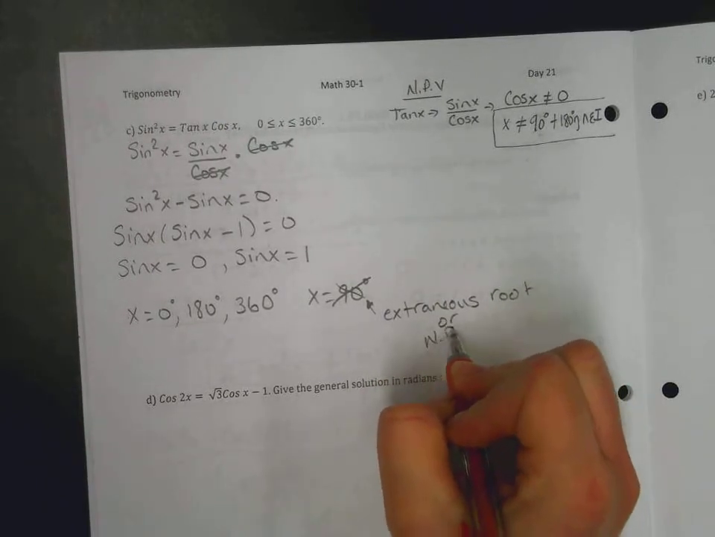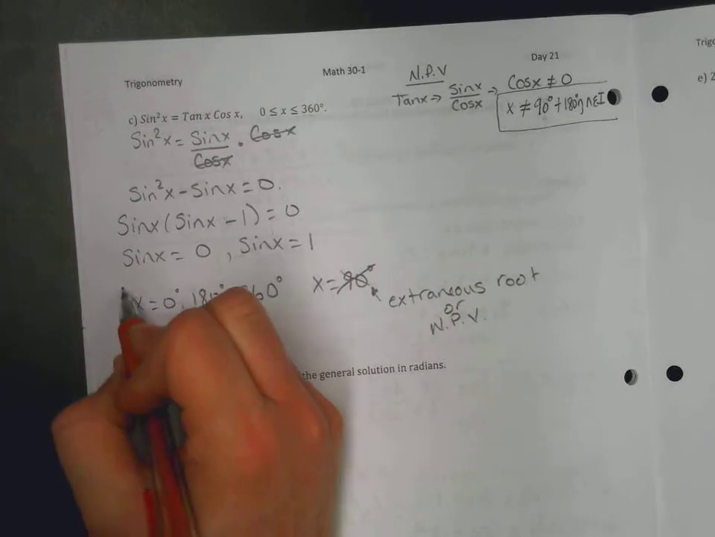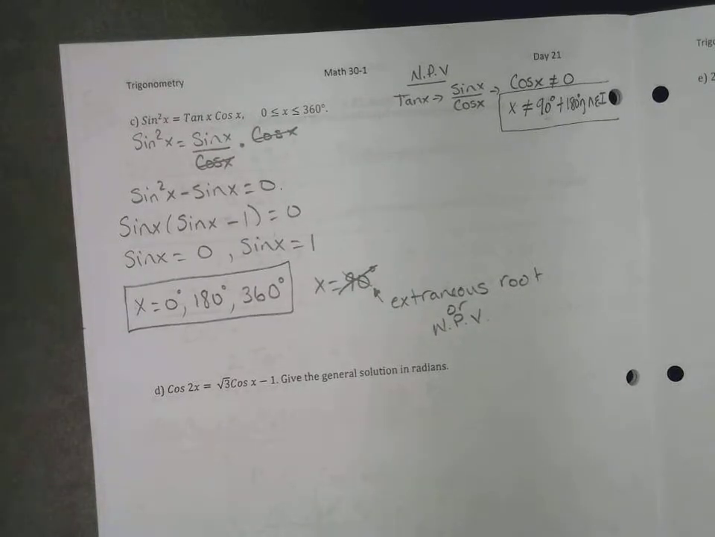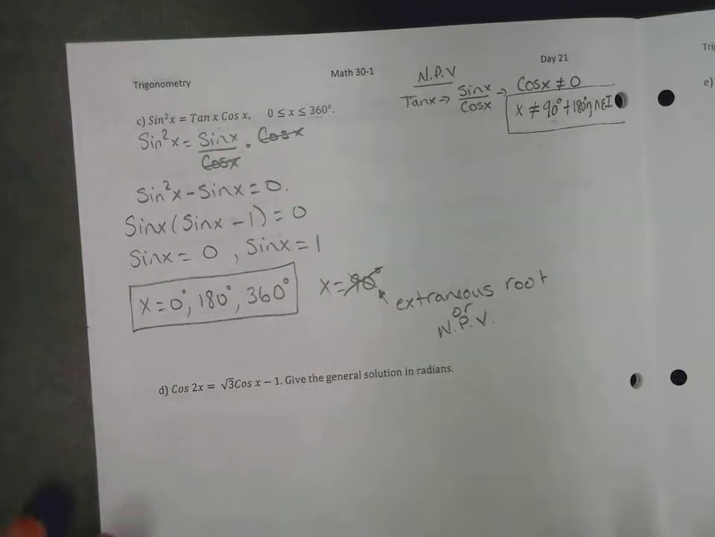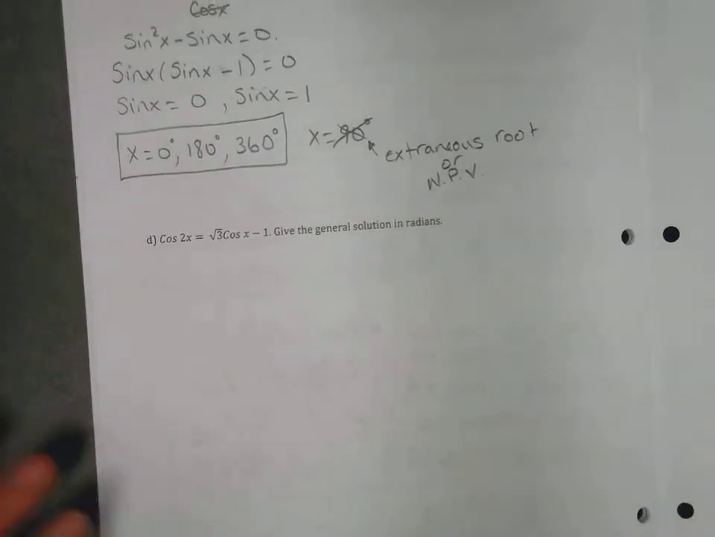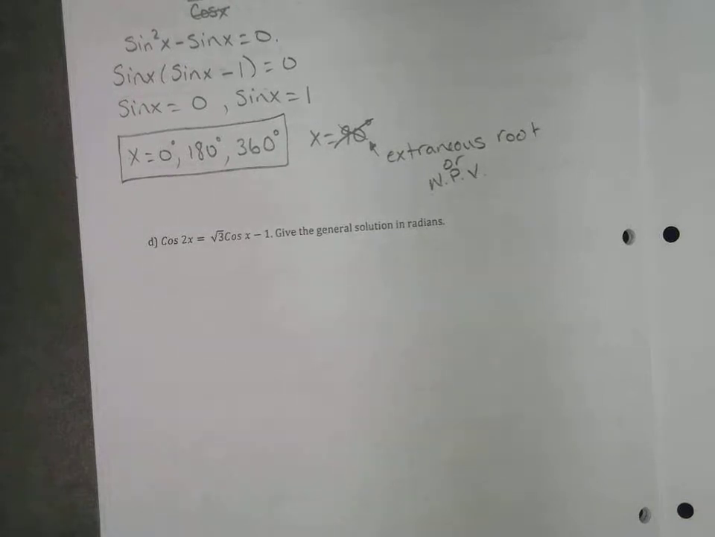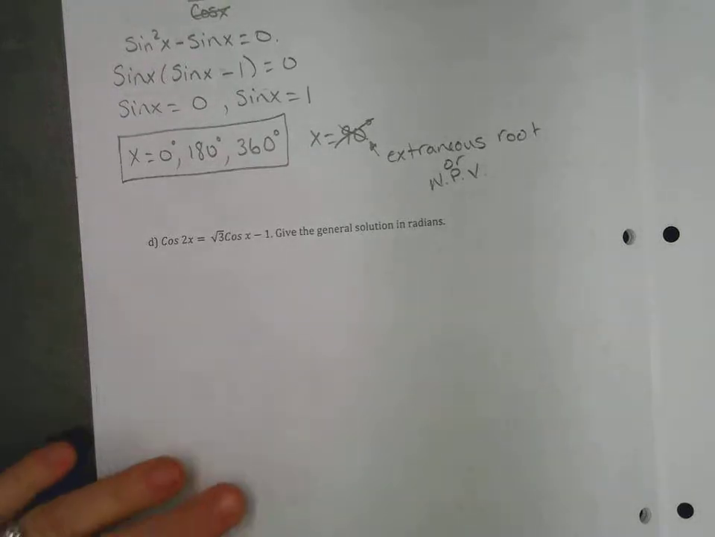Or non-permissible value. So my solution would be 0, 180, and 360. All right, question D. Given cos of 2x is equal to root 3 cos of x minus 1, give the general solutions in radians. So we're just looking for a general solution here.